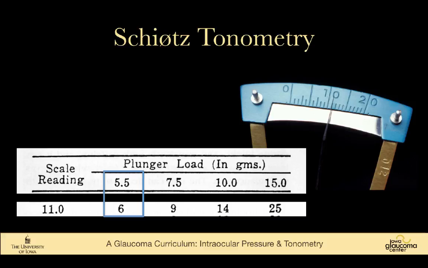So Schiotz is a way that one can measure intraocular pressure. It has a lot of problems with accuracy and a lot of artifact, but it's better than nothing. So if one's in an environment where there's no electricity or no other resources, Schiotz is certainly fine to use.